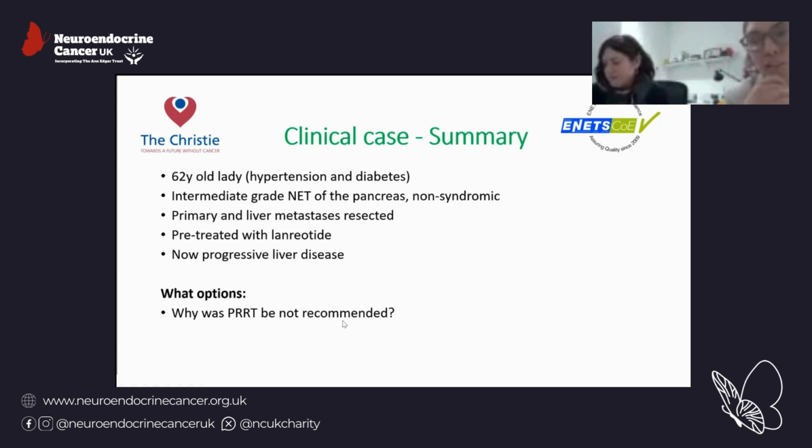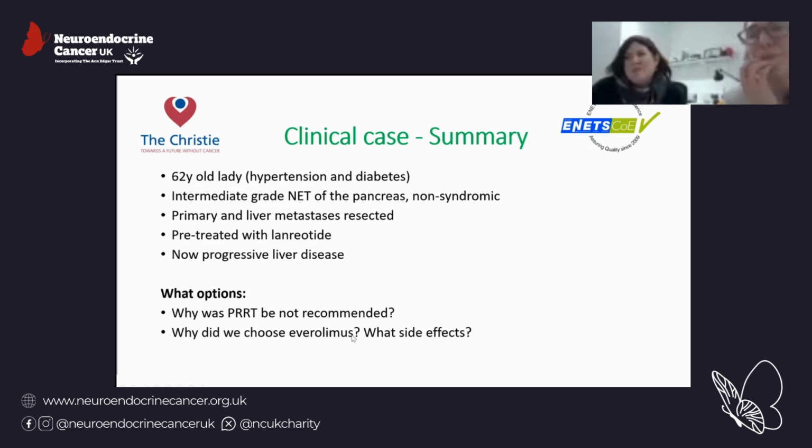So if the tumor lesions across the body, most of them, are gallium negative, as in this case, PRRT wouldn't work. So we would only give toxicity to patients. So that's why, unfortunately, it wasn't recommended. Okay, so why did we choose everolimus?